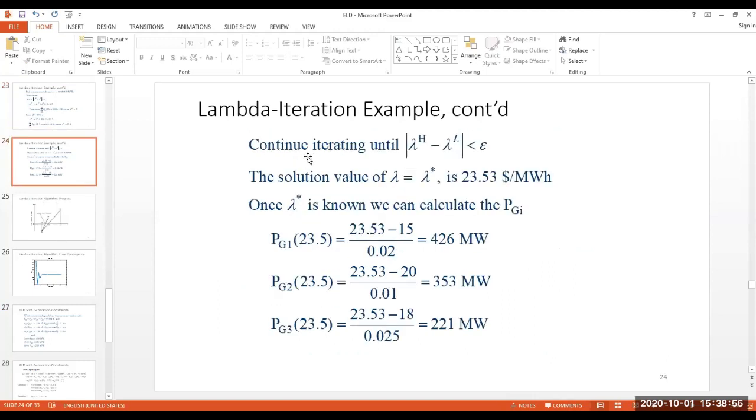Now you have to continue this until you satisfy this constraint, okay? So maybe a few more iterations. After a few more iterations, you will get these conditions satisfied. So the solution will be treated as the optimal solution with the star symbol as the superscript, and the lambda is found as $23.53 per megawatt hour. You just calculate PGs with this optimal lambda. You know the expressions of PGs, and these are your solutions, okay?